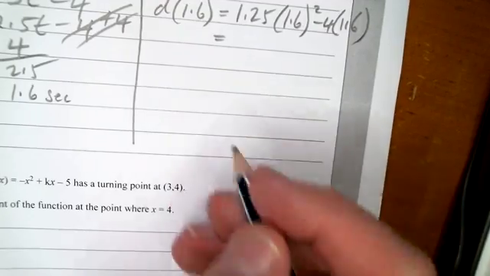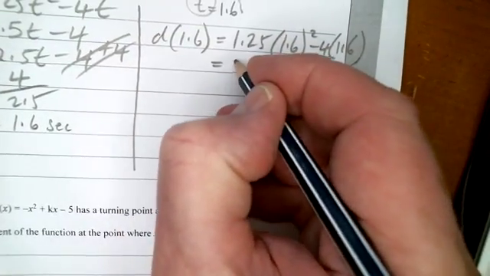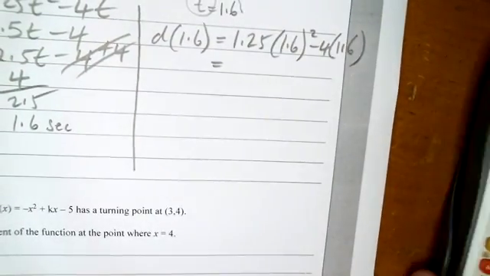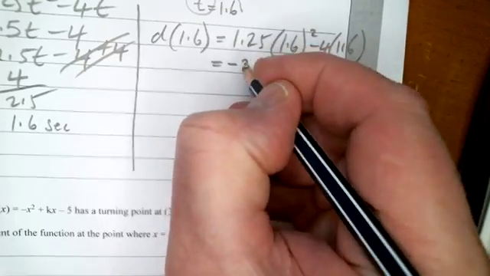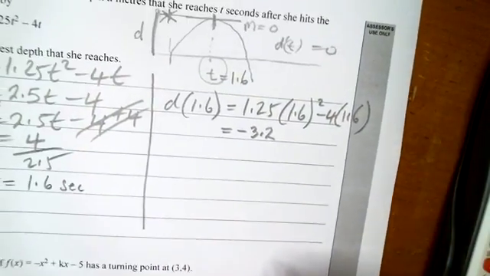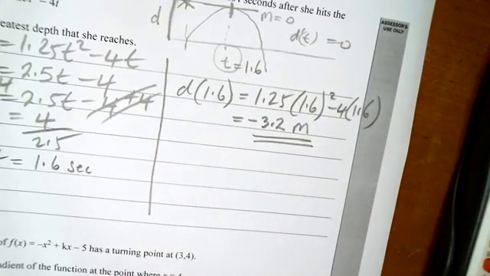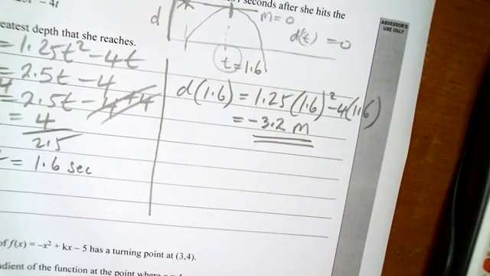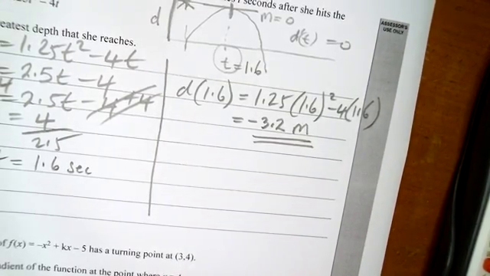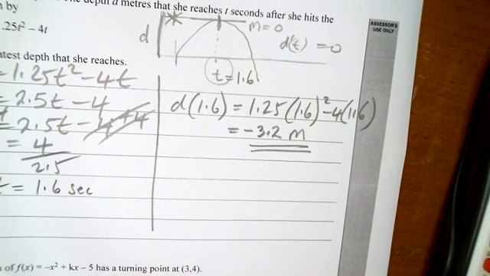So that is our answer. d is equal to negative 3.2, and this, of course, is in meters. So you might want to write a context statement there saying the greatest depth she reaches is 3.2 meters. And that's how I would answer that problem.